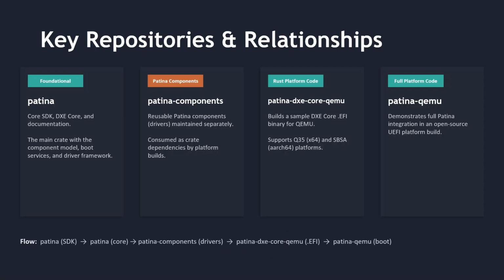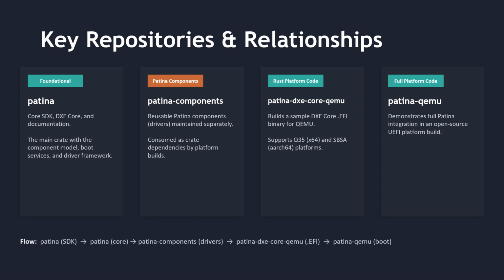Looking at key repositories in the Patina project, we'll start at the left side with the Patina repo itself. This is considered foundational, containing the crates that are used in the most other places. This includes the SDK crate, the DXE core crate, and over time, as more cores are added, they will end up here as well, in addition to the overall documentation for the project. And this is where we publish our mdBook that describes the Patina project.